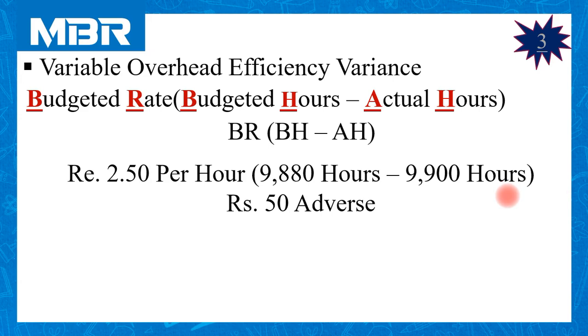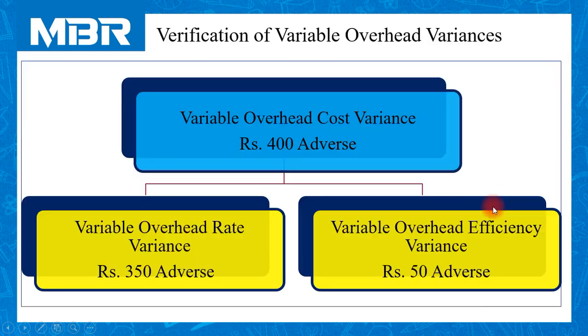So we have spent 20 hours more on this work. When we are spending more hours than that of required, it is known as less efficiency. So again, less efficient work is also part of adversities. So it is adverse. Same as earlier variances, you can cross check your result. Variable overhead cost variance rupees 400 adverse. Variable overhead rate variance rupees 350 adverse, and variable overhead efficiency variance rupees 50 adverse.